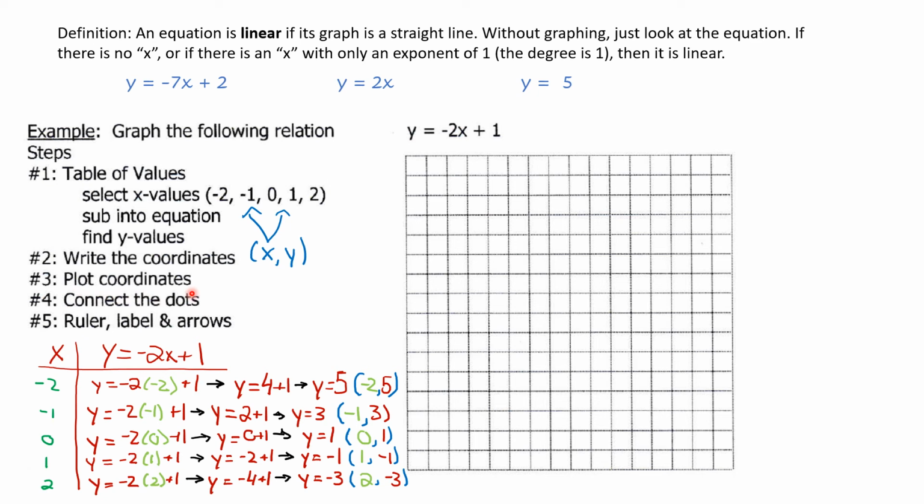So to plot the coordinates, I need an x-axis and a y-axis because I don't know where to put them right now. I can't just stick them out in the middle of nowhere. I need an x-axis and a y-axis. That's going to be my x right there through the middle. So I've got to put an x there. I have to label the axes. And sorry, there's my y, a little crooked there. There's my y-axis right there.